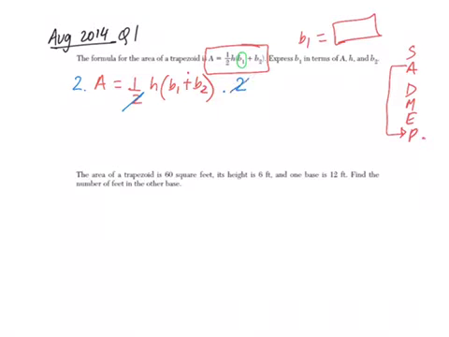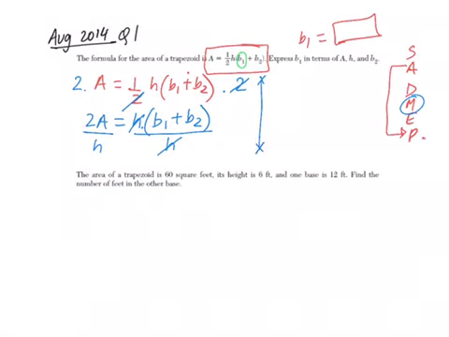So this will cancel off. Now what do we have? 2A is equal to h times b1 plus b2. 1h means h, so let's just leave it as h. Then this means it's multiplying. We are working with multiplication. What's the opposite of multiply? Divide. So let's divide h on both sides. This is awesome. So we got 2A over h is equal to b1 plus b2.